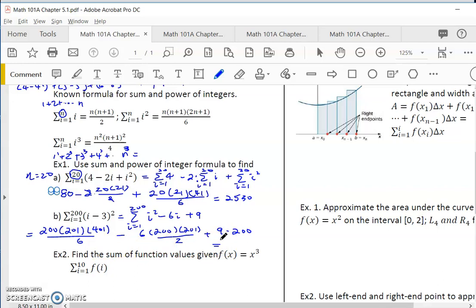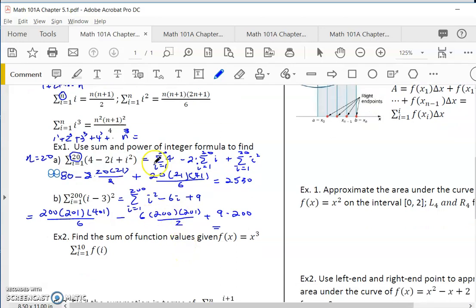But this can be done by the calculator also. So I'm going to show you how to do it with Desmos as well as the graphing calculator, because these are really big numbers. Let me write it down. It's i minus 3 squared, i minus 3 squared from 1 to 200.